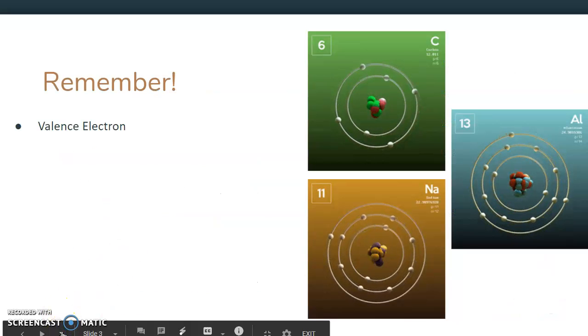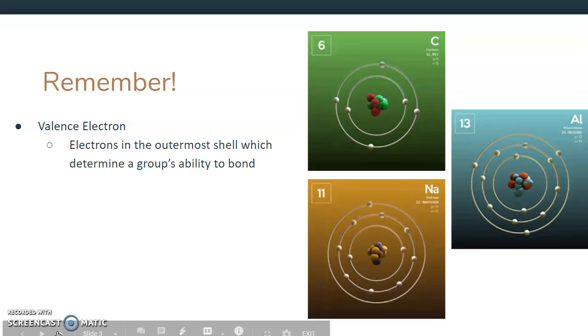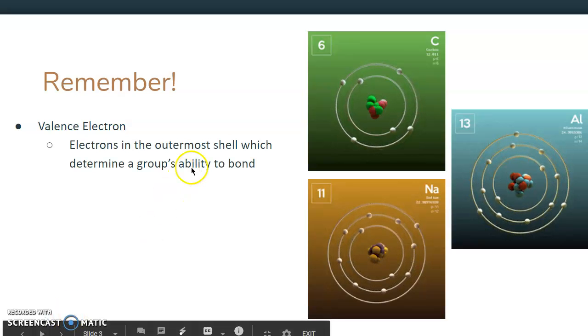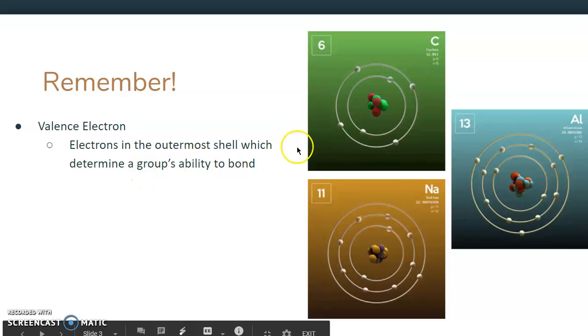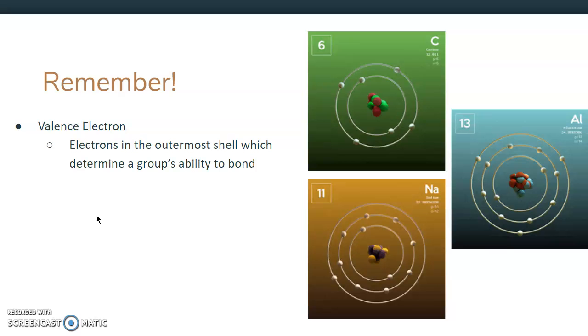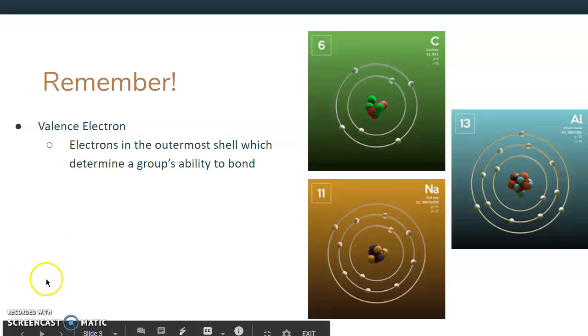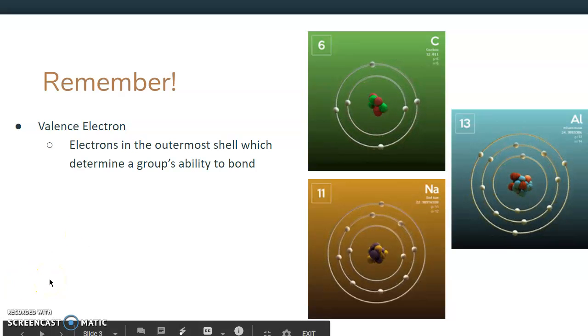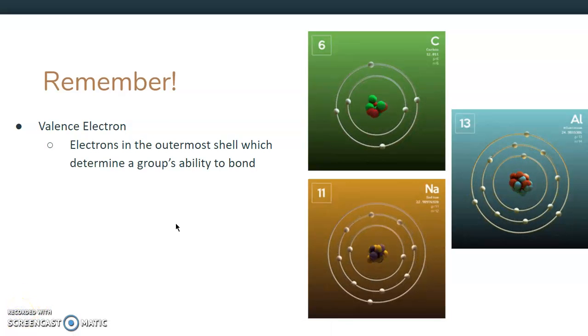Just to remember, we've talked about valence electrons before. They are electrons in the outermost shell, which determines a group's ability to bond with one another and really is the focus of all chemistry, or most of the chemistry that occurs within atoms. It happens because of their valence electrons.